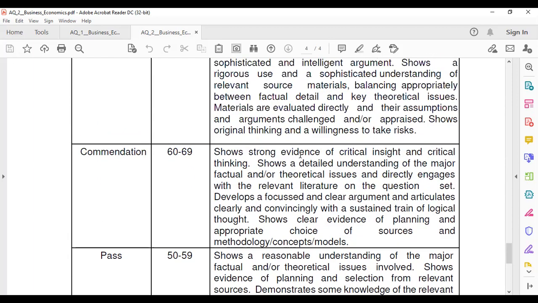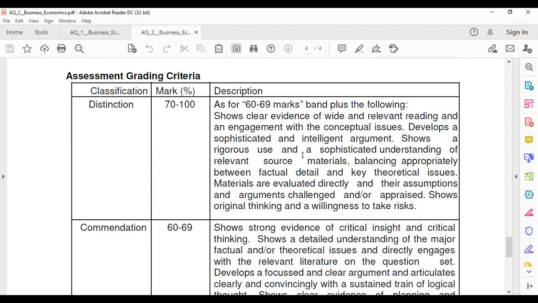So the next grade is commendation. Those who score between 60 to 69 show strong evidence of critical insight and critical thinking. This also shows a detailed understanding of your major texts and theoretical issues and directly engages the relevant literature on the question set, right? So this also shows developed, focused, and clear arguments, articulated and clearly stated in your assignment. Those who score between 70 to 100 get the distinction.